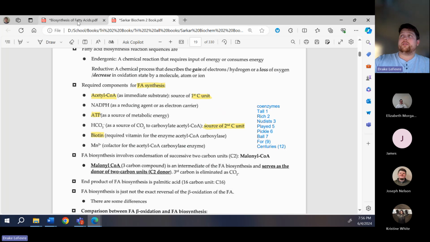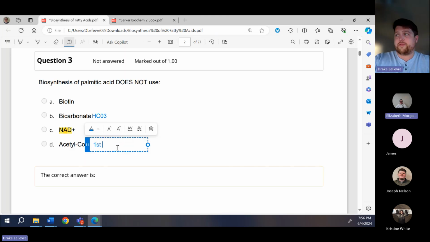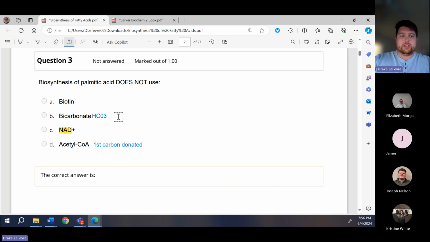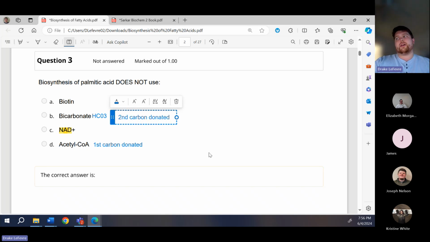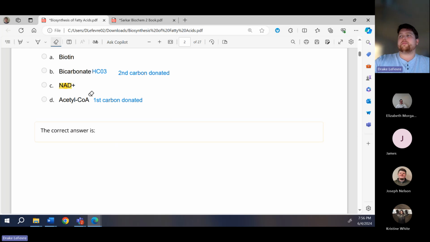Acetyl-CoA is the first carbon. That's why I wanted to make sure. This is the first carbon donated. Bicarbonate is going to be the second carbon donated. That's going to come back up several times as we keep going through these questions, okay?